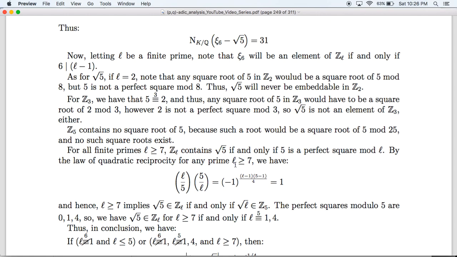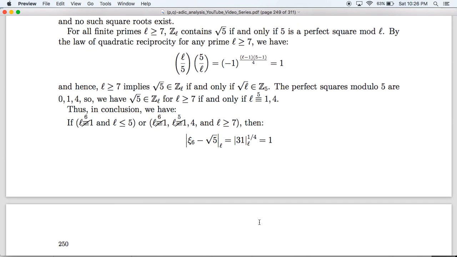And here, since L is greater than or equal to 7, it's an odd number, this is always going to be 1. And so what that means is L is going to be a perfect square mod 5 if and only if 5 is a perfect square mod L. The perfect squares modulo 5 are 0, 1, and 4. So that tells us that for L greater than or equal to 7, the square root of 5 will be in ZL if and only if L is congruent to 1 or 4 mod 5.